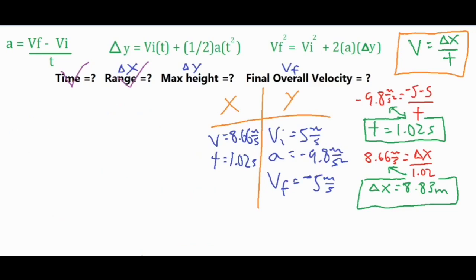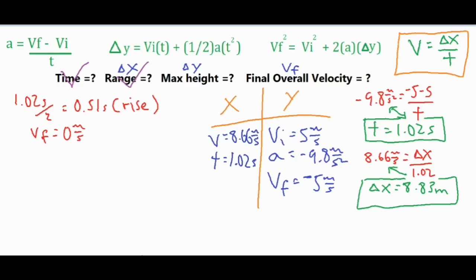Now for our maximum height, we could do this one of two ways. We know that if our total time in the air is 1.02 seconds, and we split it in half, we would get 0.51 seconds, and that would be the time it takes to rise or the time it takes to fall. So we can use that to find our maximum height, or we can also use a VF of 0 meters per second, because at the very peak in the y direction, not the x, because the x maintains a constant velocity of 8.66, but in the y direction, it's not rising at that point, so you could use a final velocity of 0.